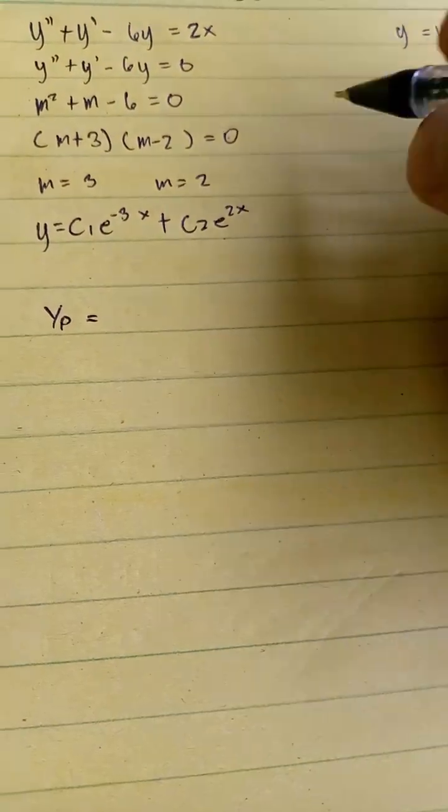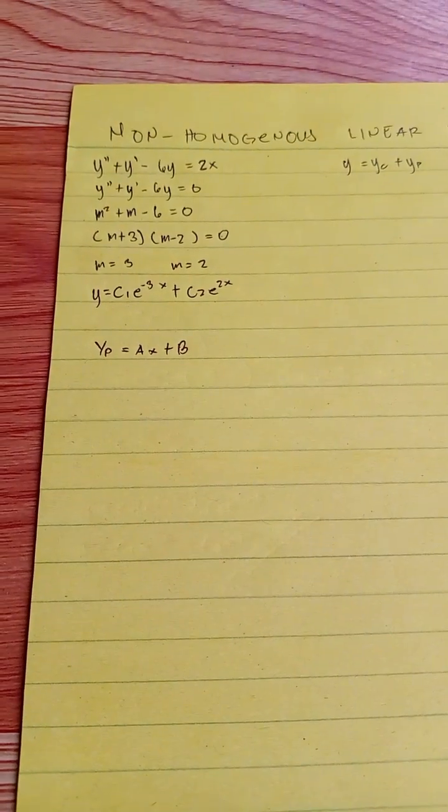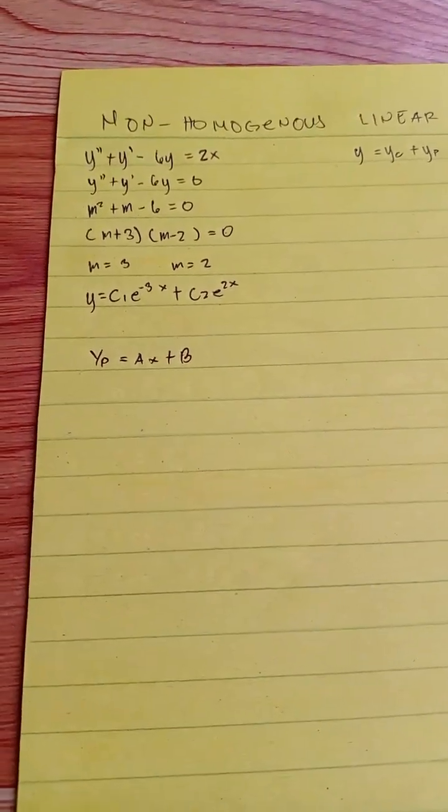So yp is equal to ax plus b, same form as the g of x. The first derivative, y prime p, is equal to a. That's our first derivative, and the second derivative is 0.